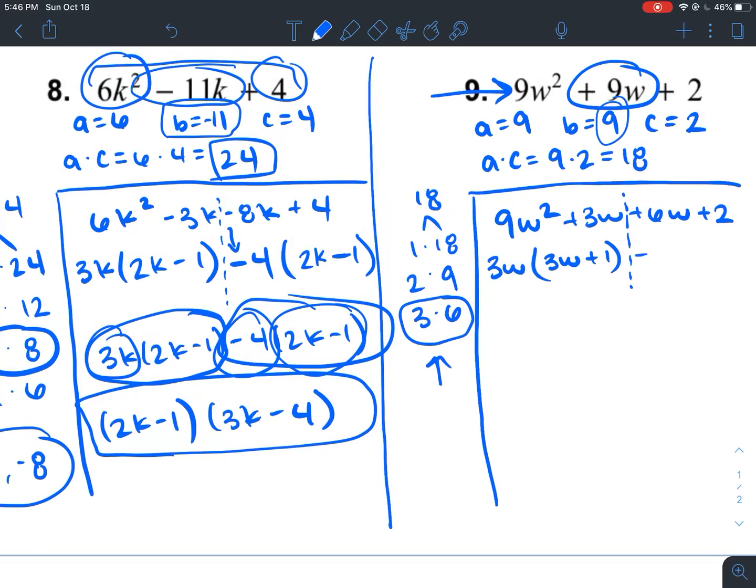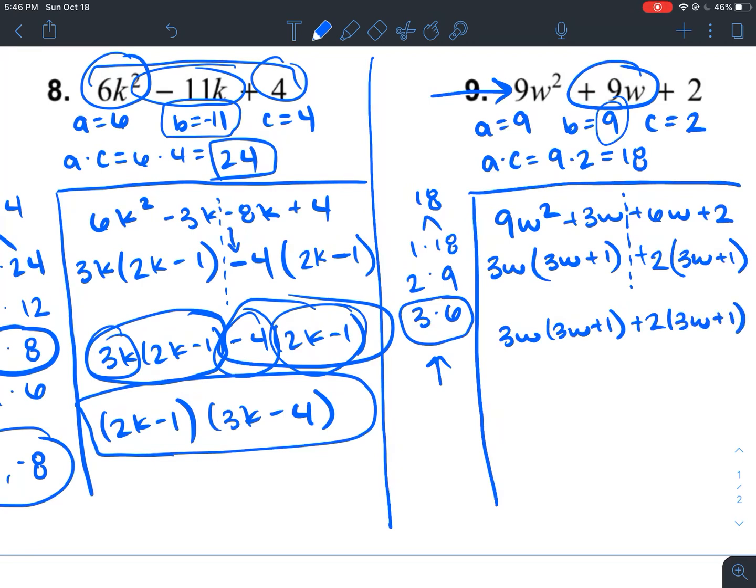Now I have a plus right here. Now I have 6w and positive 2. The greatest common factor between these two terms would be 2. And then 6w divided by 2 would be 3w. 2 divided by 2 would be 1, so plus 1. Okay, so now we have 3w times 3w plus 1 plus 2 times 3w plus 1.